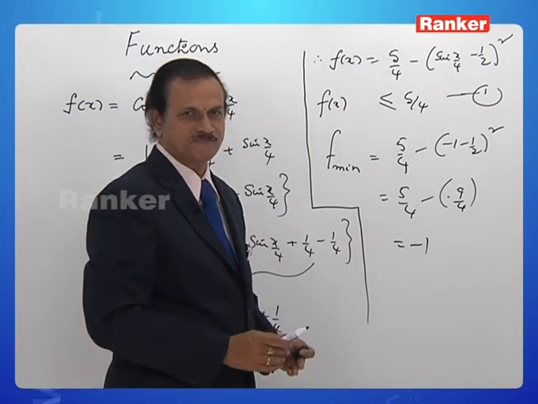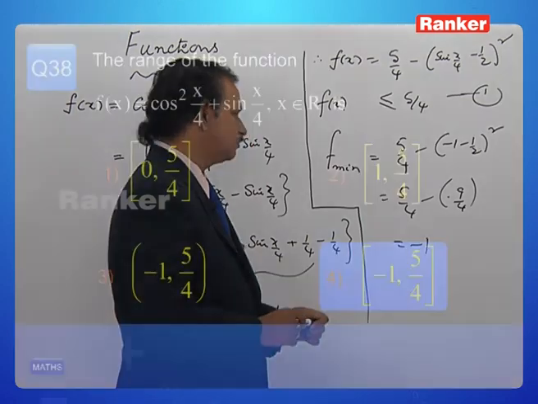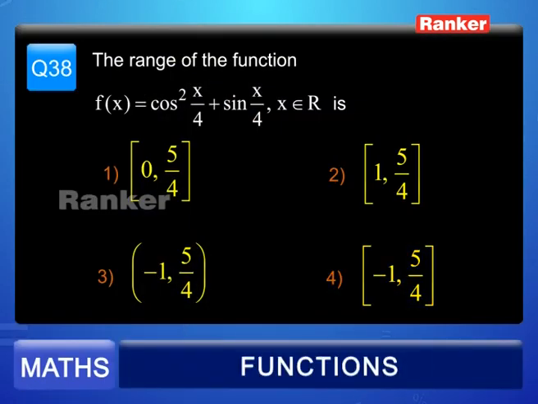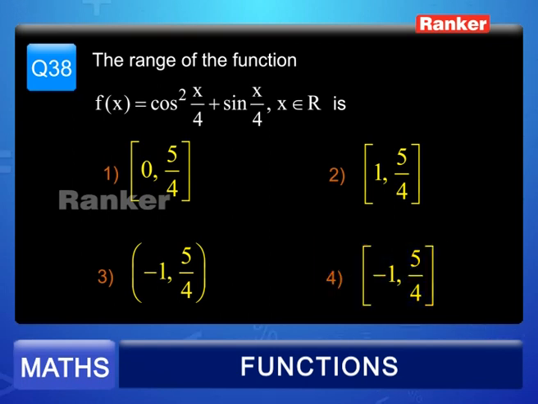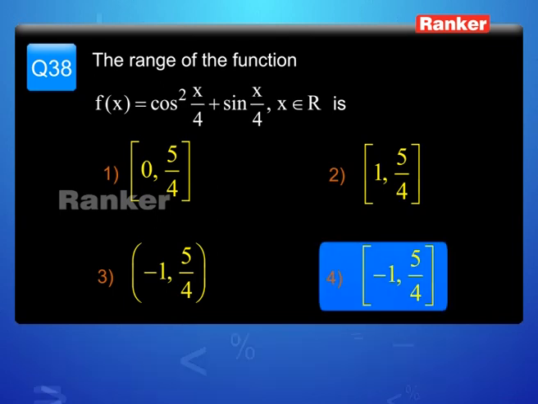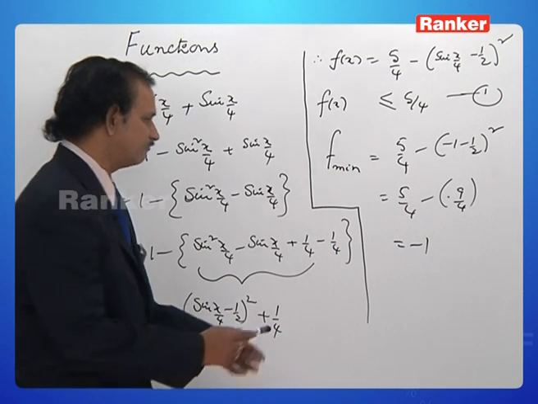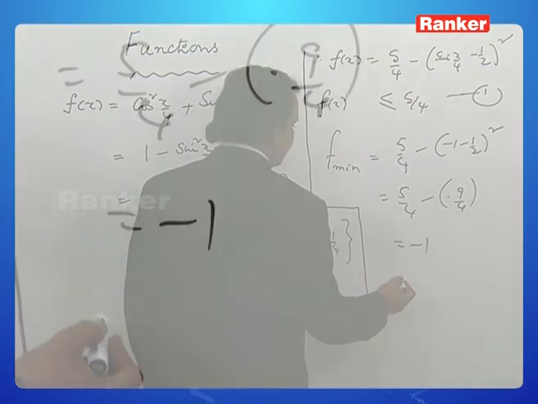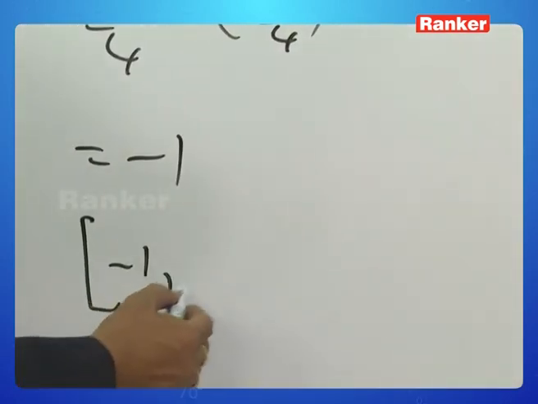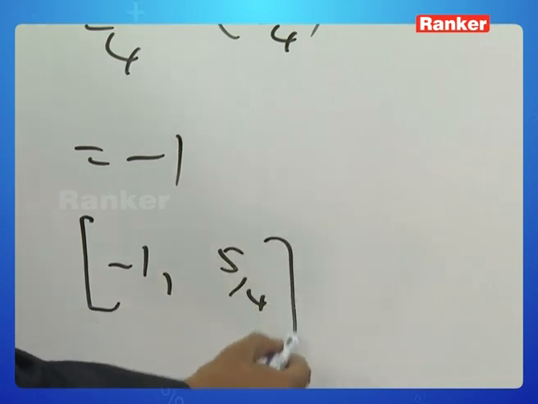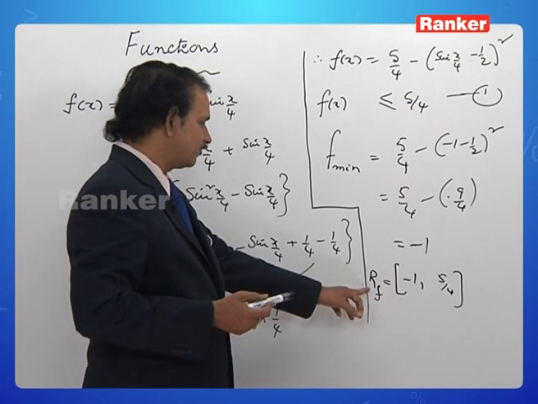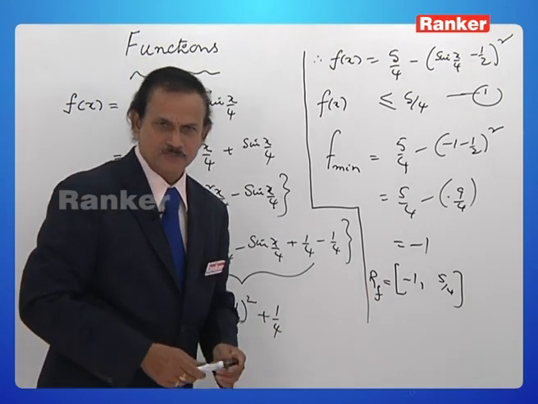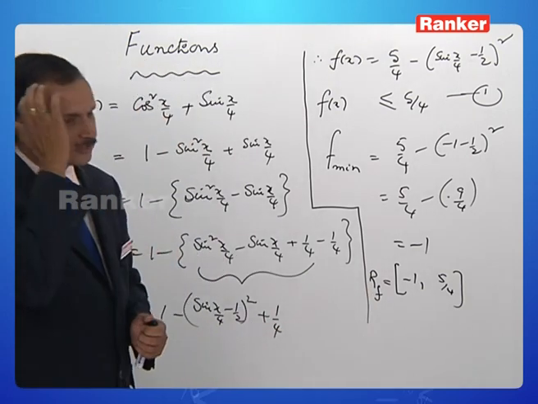Maximum value of f is 5 by 4. It lies between minus 1 and 5 by 4. What is the correct option among the 4 given options? The fourth option is the right option. That is closed interval minus 1 to 5 by 4. Therefore, range is closed interval minus 1 to 5 by 4. This way, note it. What does this symbol stand for? Range of the function. Yes. What is the right option? Fourth option is the right option.